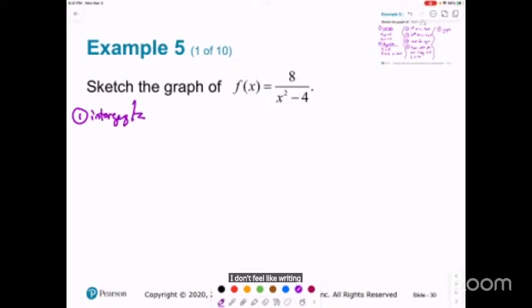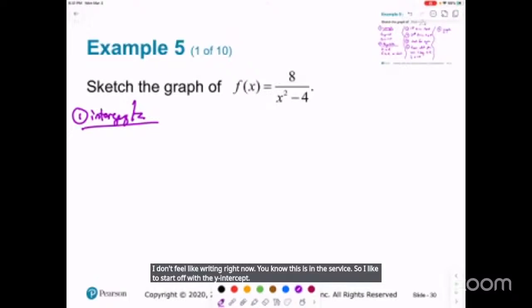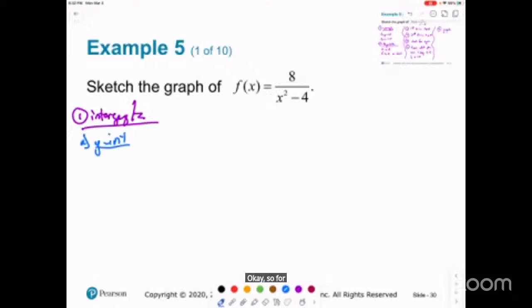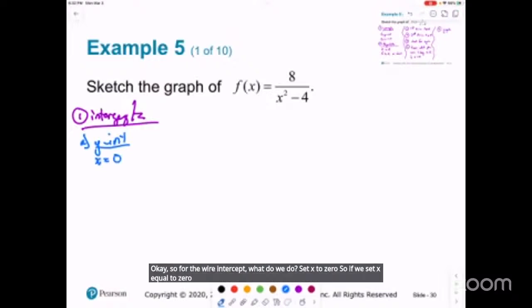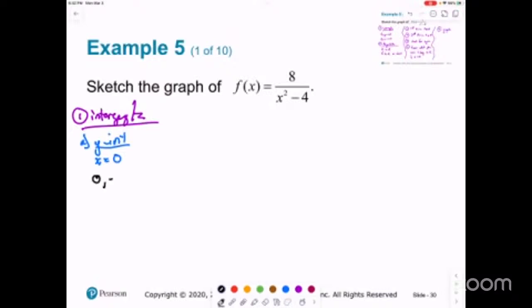This is intercepts. So I like to start off with the y-intercept. Okay, so for the y-intercept, what do we do? Set x to 0. So if we set x equal to 0, looks like we get a -2. Right, it crosses the y-axis at -2.